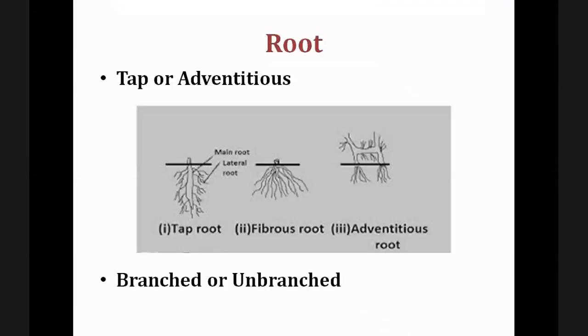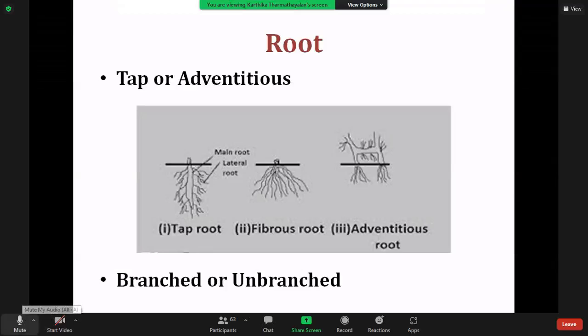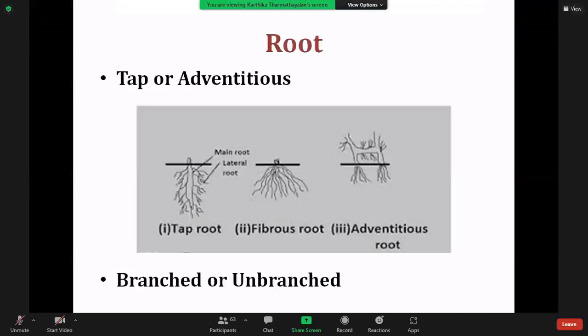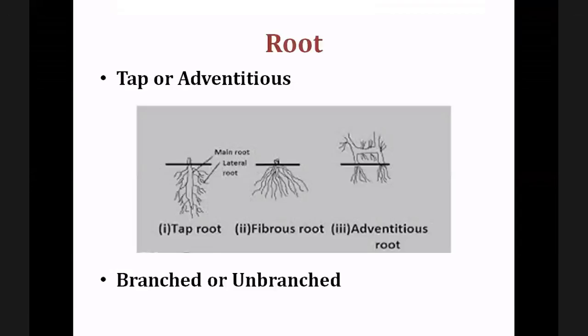So up to now, we studied the habitat and the habit of the plant, how we can describe plants based on habitat and habit. Next, we can describe the plant by its roots. As you all know, the roots may be tap root, fibrous root or adventitious root. Tap root.